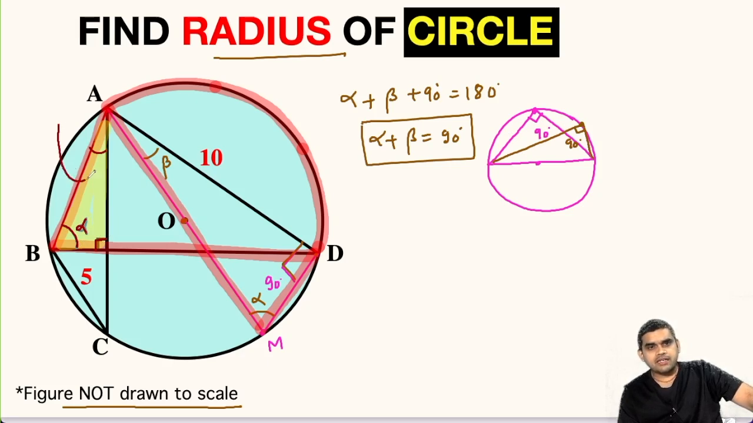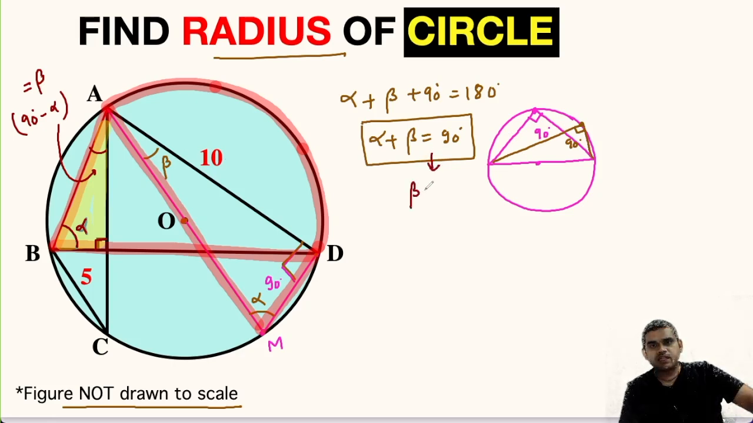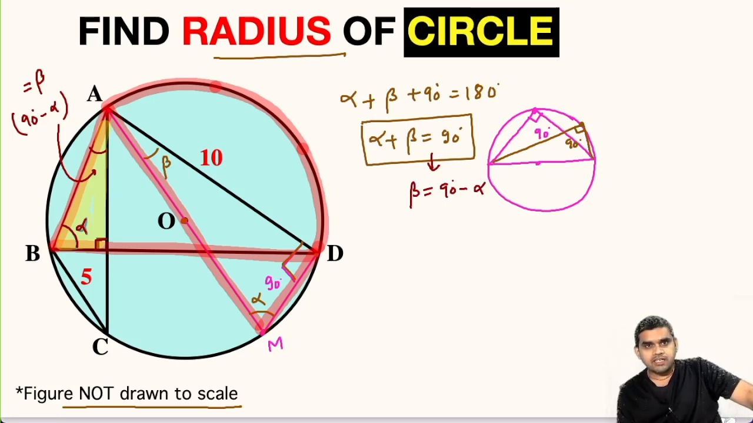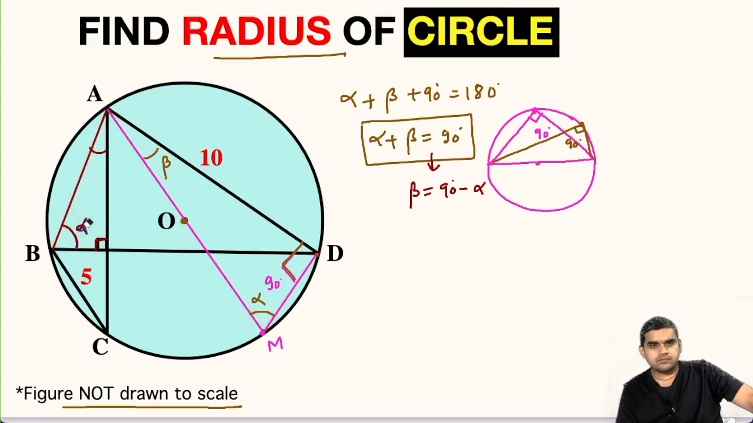So let me write it down. This is 90 degree minus alpha, which can be written as equal to beta, because from this relation we can get beta equal to 90 degree minus alpha. Now let me erase these things. Now we have got that this angle is beta and this angle is also beta.